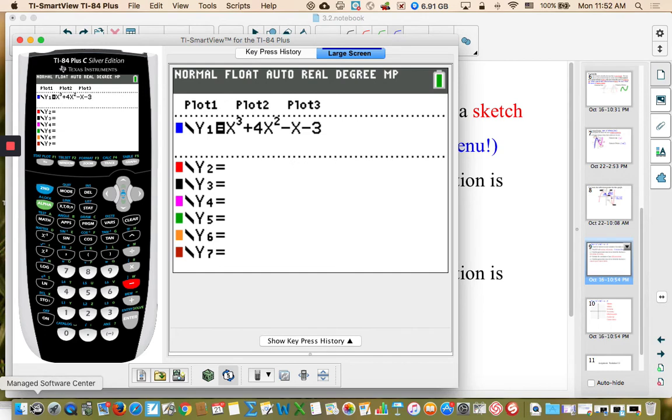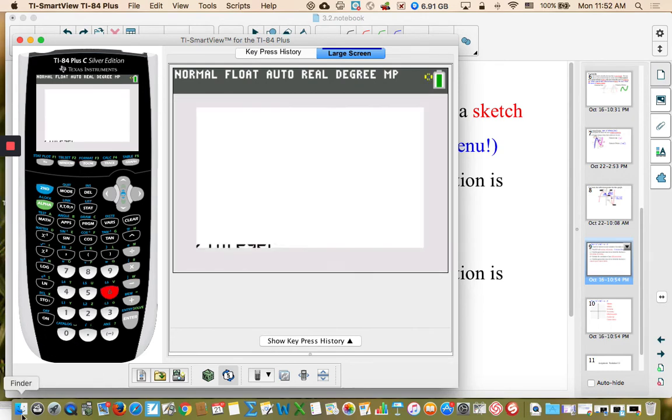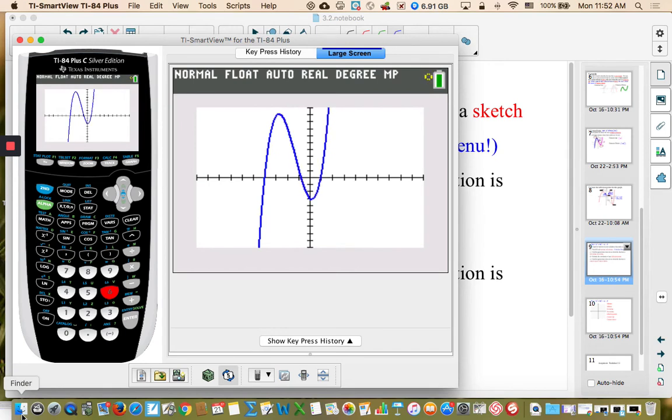So I know that I can always get back to that standard window by pressing zoom 6. And that will get me back to the standard window. Okay, I can see everything in my window. I know that I can adjust my window. I could go up or down or left or right if I needed to, but I can see everything in my window. So step 1, I need to find the maximum and the local minimum.